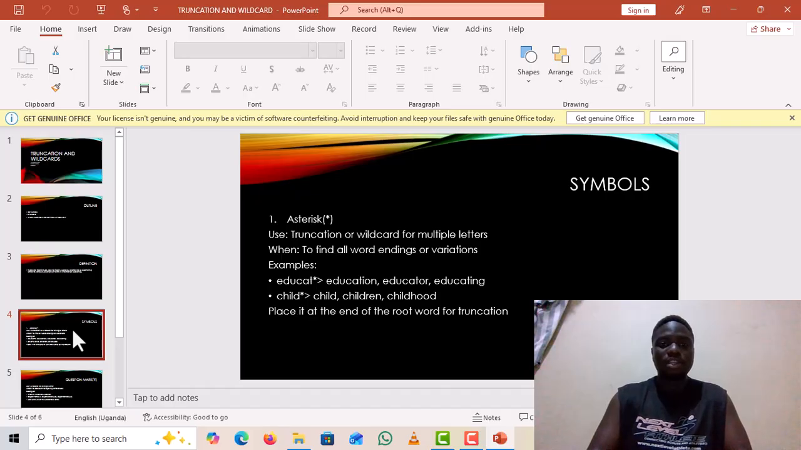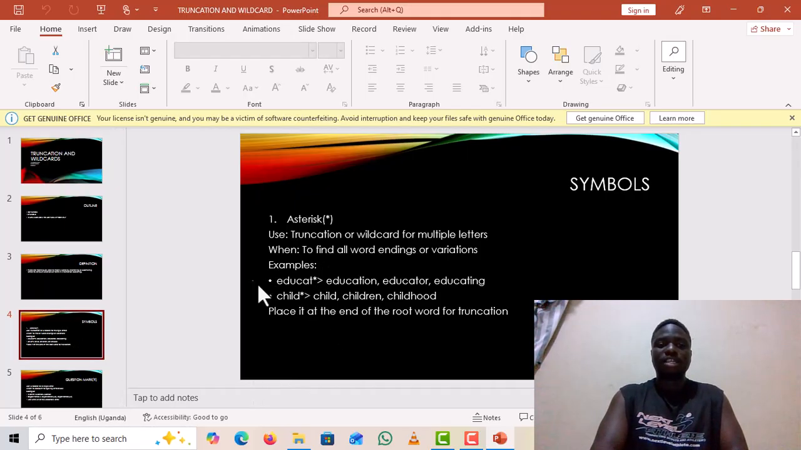So when do we use that symbol? To find all word endings or variations. For example, educate, then it can symbolize many words like education, educator, educating. Like child, which can symbolize child, children, and childhood. Then we place it at the end of the root word for truncation. So it's always placed at the end, as you all see here. It is placed at the end.